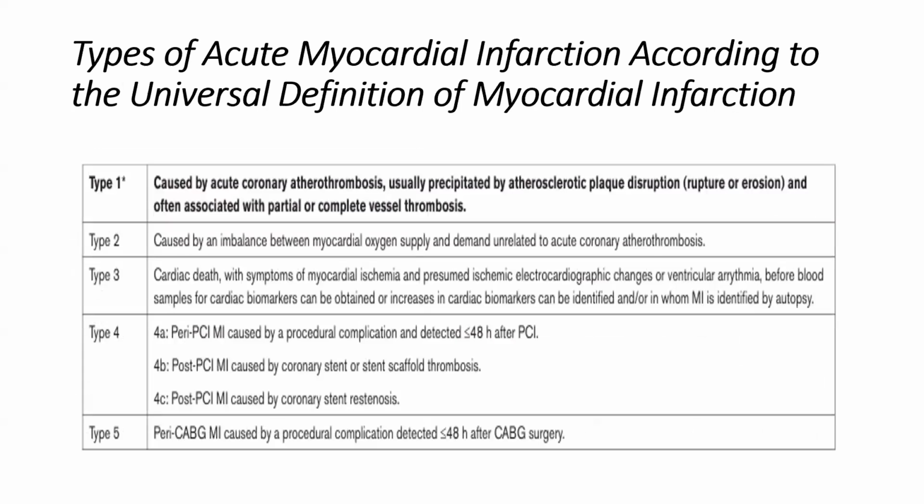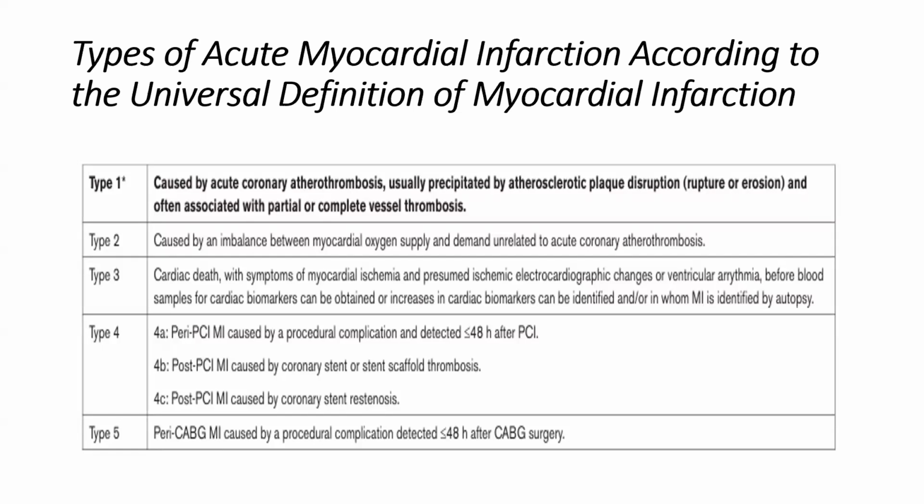Now about the types of myocardial infarction according to the universal definition of MI. Type 1 is caused by atherosclerotic plaque disruption. Type 2 is caused by an imbalance between myocardial oxygen supply and demand. Type 3 is when it manifests as sudden cardiac death. Type 4 is related to PCI and type 5 is post CABG. Type 4 is again divided into 4A, 4B and 4C.